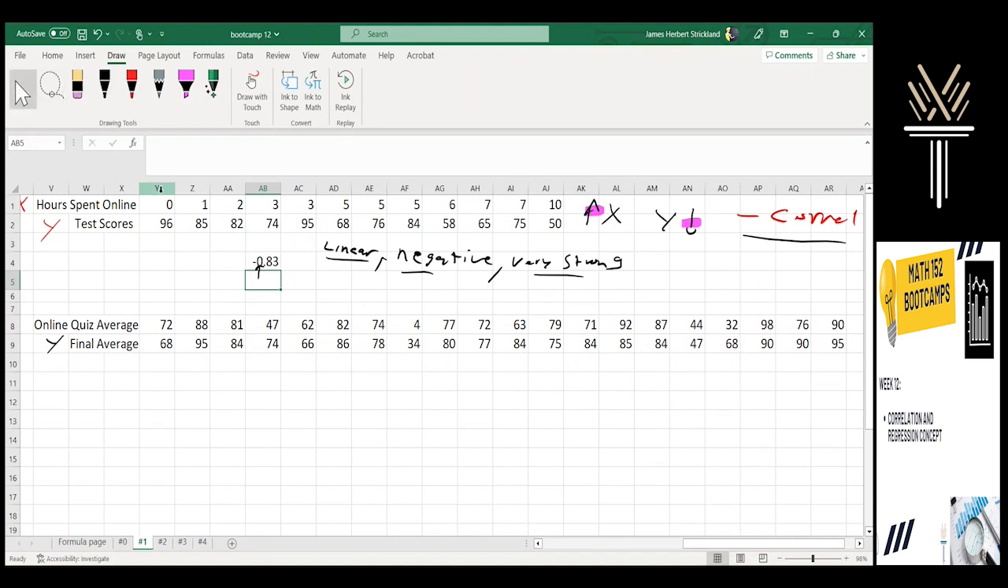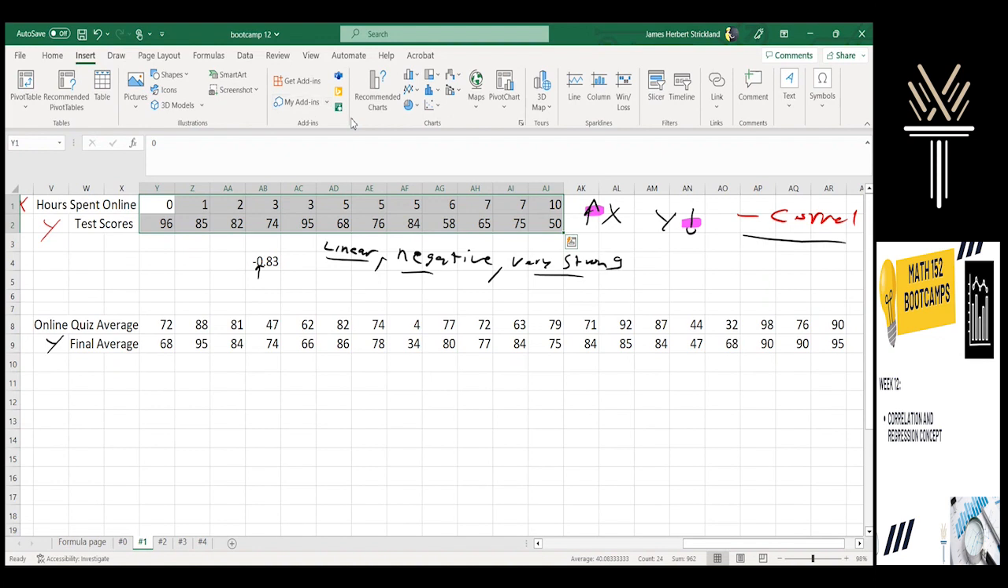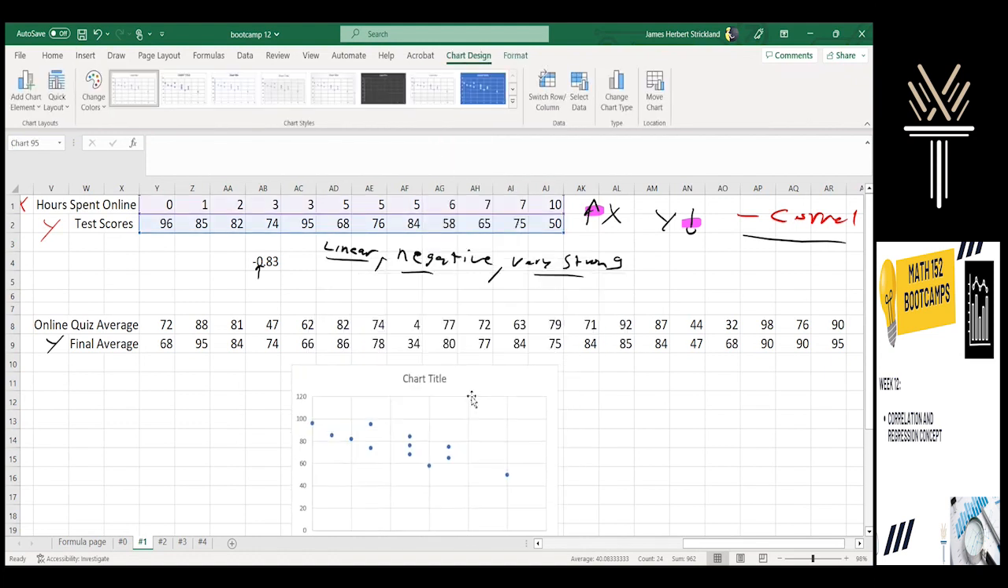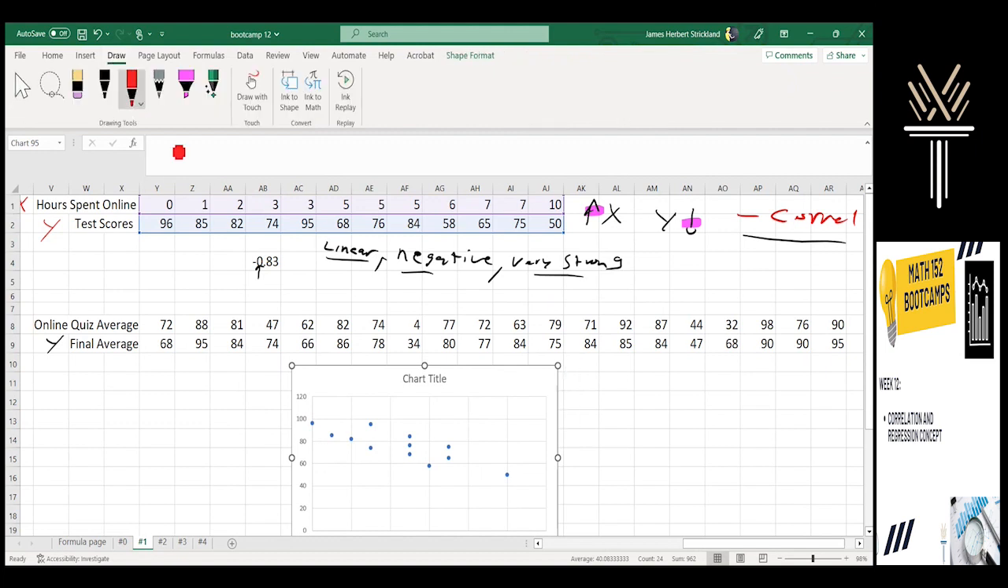If I wanted a scatter plot, I would highlight my 0 through 50, go to Insert, pick the scatter plot option. It's called Scatter. Pick the very first one, and there is our scatter plot. And we can see that it does look to be relatively straight in this downward direction.